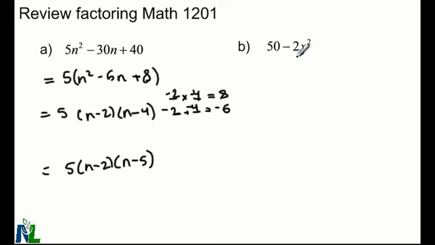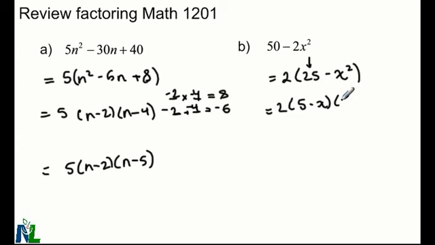Taking the same approach in the second problem, I can see both terms are divisible by 2. Dividing both by 2, I have 25 minus x squared that's left in the bracket after I factor 2 out. So again, looking and seeing what type of factoring this is, I see 25, that's a perfect square. X squared is also a perfect square. So I have 5 minus x and 5 plus x.